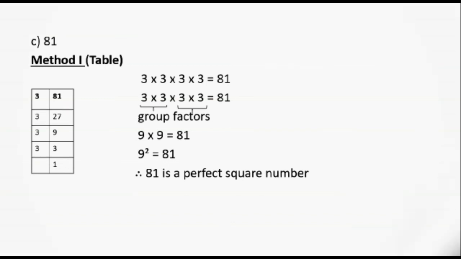Let's go to the second method. Our second method is the tree method. So we'll divide a prime number into 81. So we are saying 3 into 81 is giving us 27. We'll leave that 3. We'll concentrate on the 27. Again, we'll divide 3 into 27 is giving us a 9. We'll concentrate on the 9. If you divide 3 into 9, we are getting a 3.